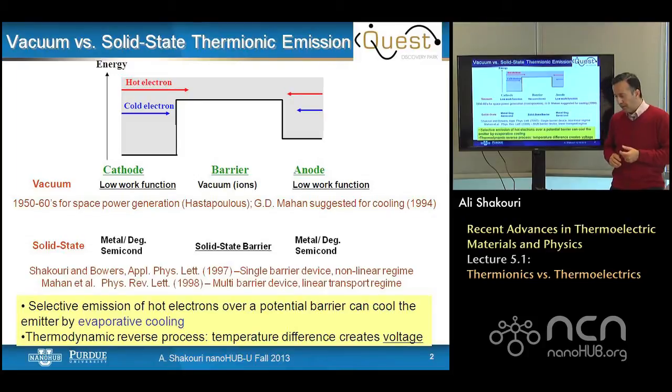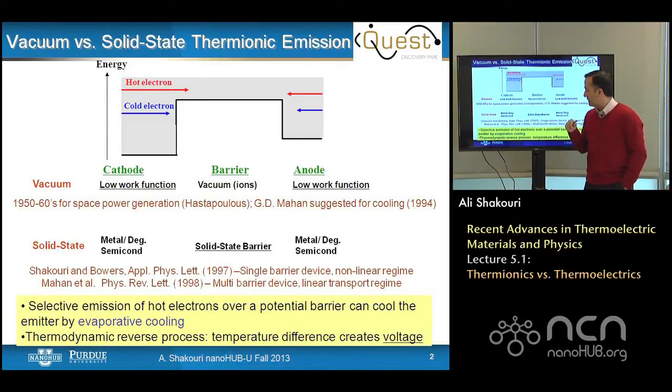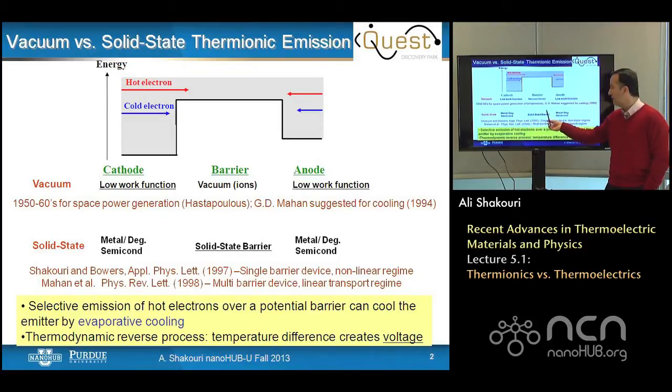In 1997, one of the ideas that we proposed was, let's do this solid-state thermionic emission. Basically, you can make barrier heights easily in the kT range using heterostructure barriers. So by having a degenerate semiconductor or a metal, a solid-state barrier, and a degenerate semiconductor or metal on the other side, you can mimic what is here.